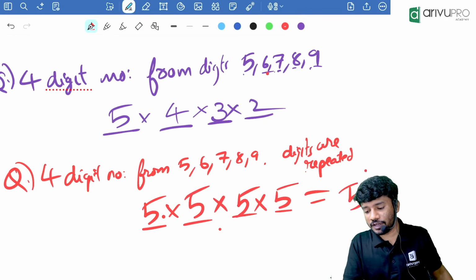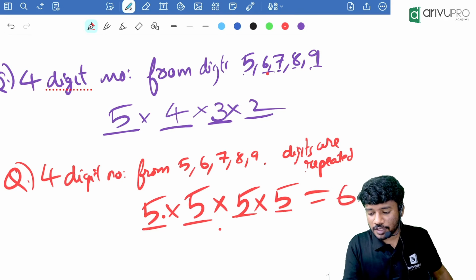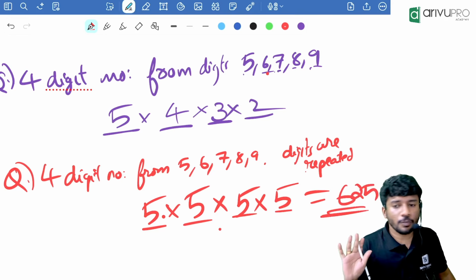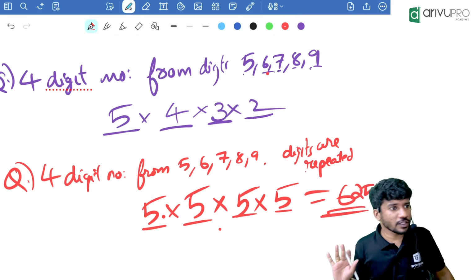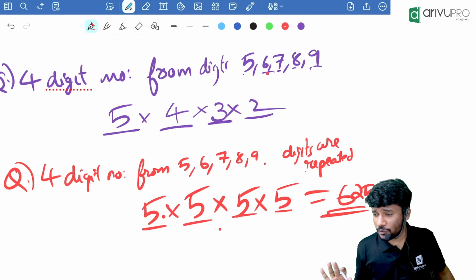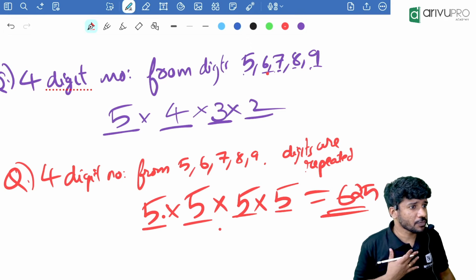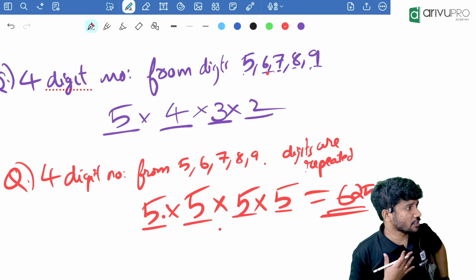How much is the answer? 5 raised to 4. Answer is how much? 625. I hope you understood this. Everyone got the meaning of this. Anyone is having doubt, right away ask me. Yes. Rest of you, is it clear for you?